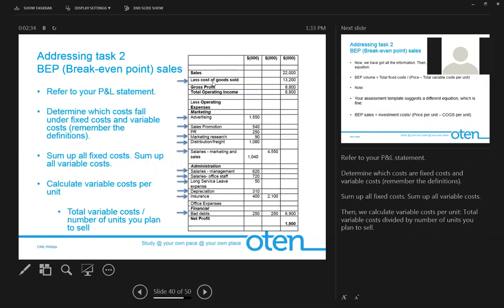Let's say this is our profit and loss statement, okay, ignore the numbers, guys. I just want to give you an illustration here. Let's say this is our profit and loss statement for that new product or service. So you need to consider whether a cost is part of fixed cost or variable cost: advertising, sales promotion, and so on and so forth, right? And put your definition, your assumption list.